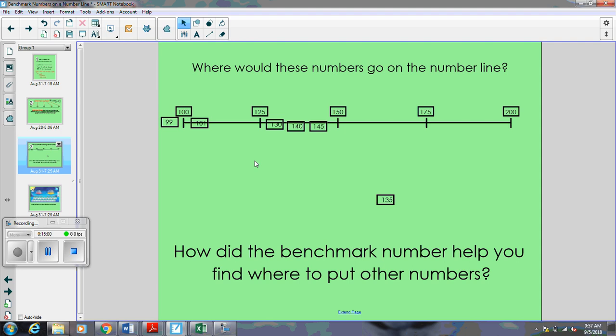What about 135? I know, it's a small number line. Colin? Right before 140. Now it's not going to fit because my numbers are too big for my number line. But yeah, you're exactly right.